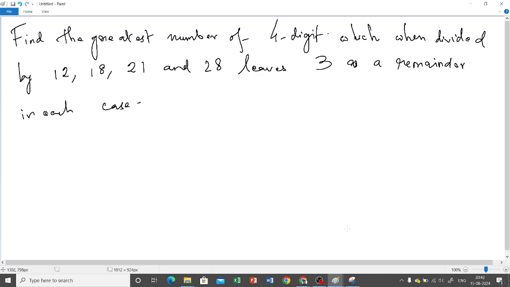That means when that 4-digit number is divided by 12, it will leave the remainder 3. That 4-digit number when divided by 18, it will leave the remainder 3. Okay. So what is the first step that we need to do?